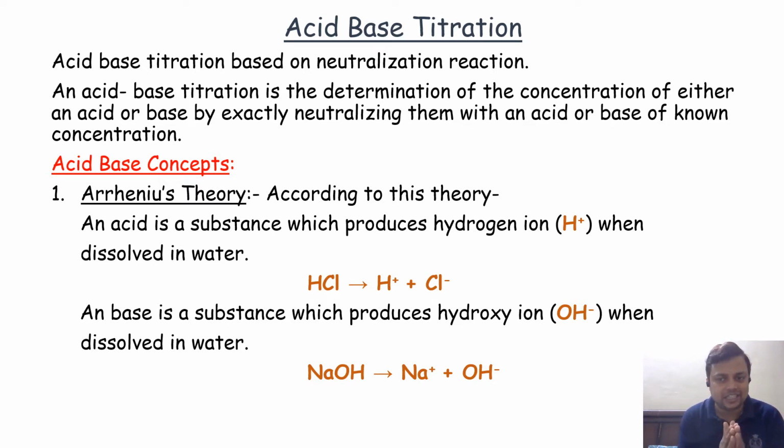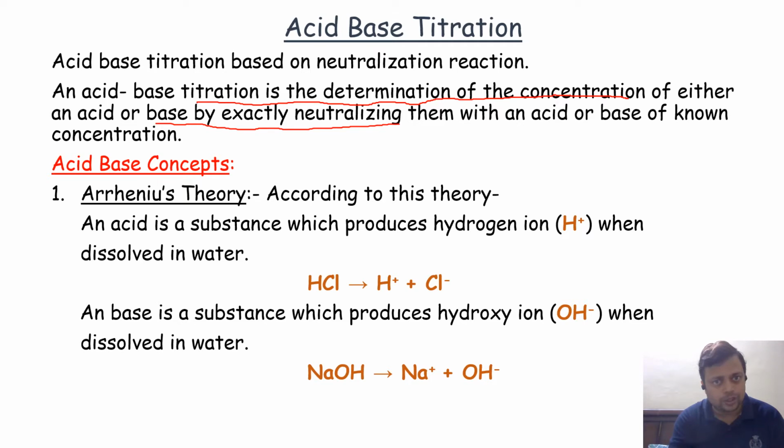So by the acid-base titration, we can determine the concentration of an acid or base of unknown concentration through the known concentration of the acid or base by the neutralization reaction. It's very simple, and the lines are clearly mentioned here: a determination of the concentration of either an acid or base by exactly neutralizing them with an acid or base of known concentration.